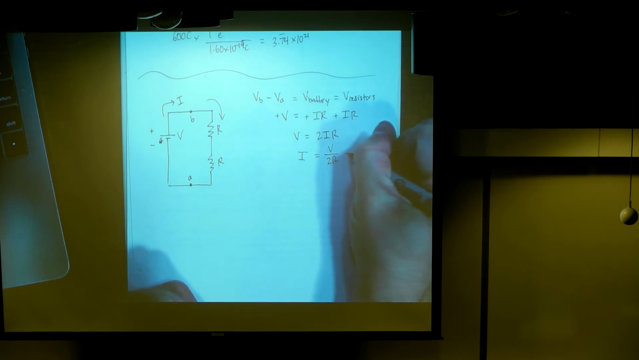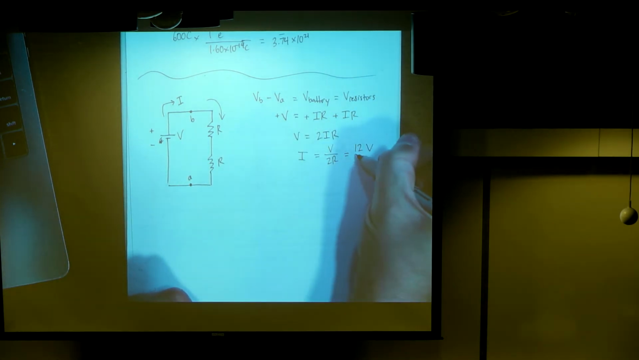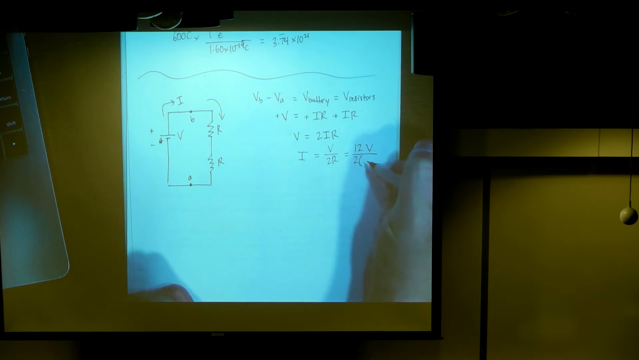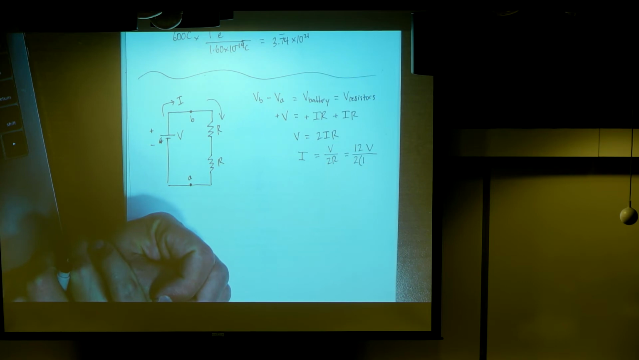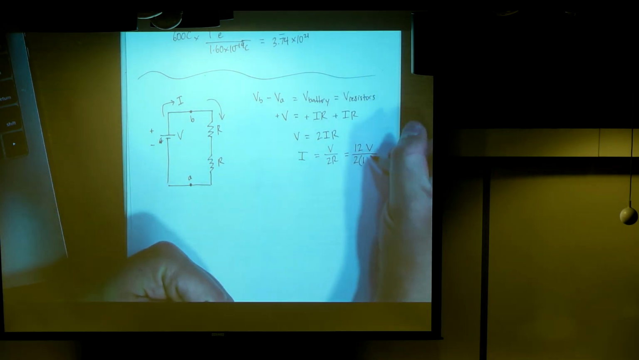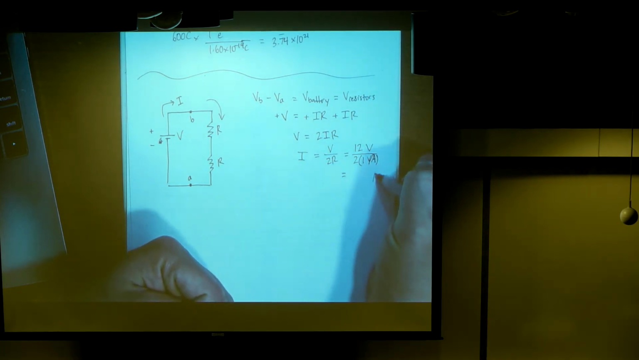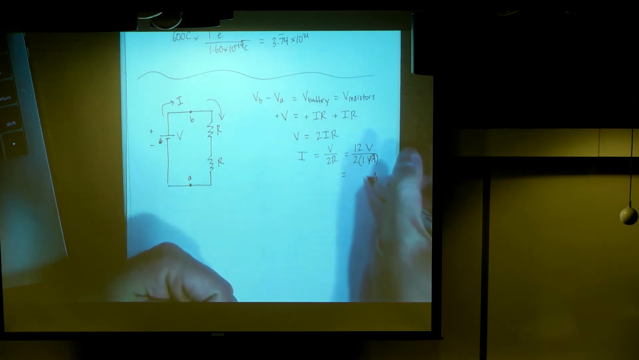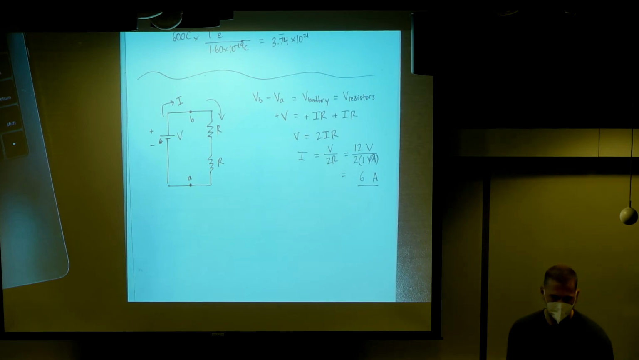So we have V is 12 volts, that's our battery voltage. R is 1 ohm. But what is an ohm equivalent to? Was it amps per volt? It's volts per amp. So volts cancel out and we just get amps. And we get 6 amps in particular. Okay? Does that make sense?